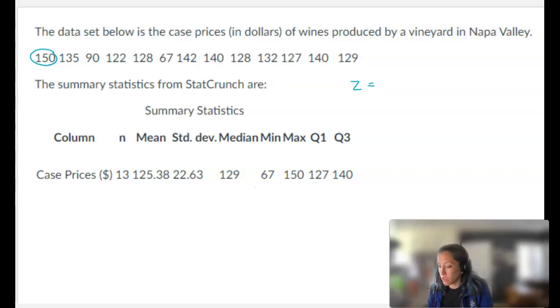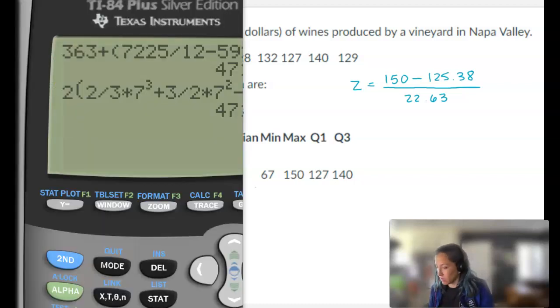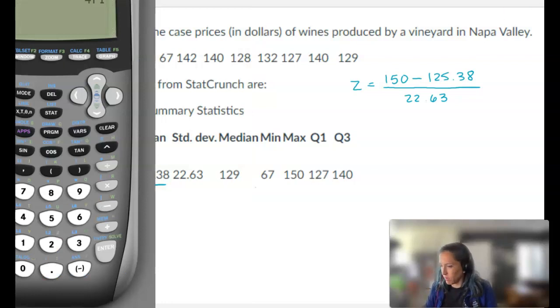So we'd be like, okay, our z-score, that's 150 minus my mean, which was 125.38, all divided by that standard deviation of 22.63. All right, so I'm going to go ahead and do this in my calculator, and I'll let you see. Calculator's huge, though. Let me resize her so she's on the screen.